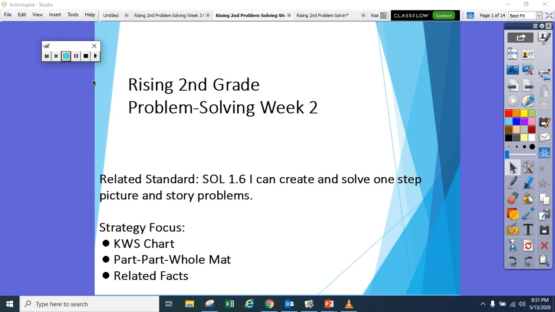In this mini lesson, we are going to look at some strategies for problem solving. This is related to first grade standard SOL 1.6. I can create and solve one-step picture and story problems. In this mini lesson, we are going to be looking at how we can use a KWS chart, a Part-Whole Map, and a related fact strategy to help us solve problems.